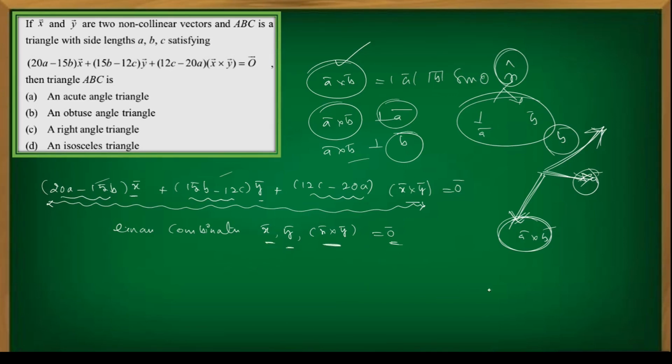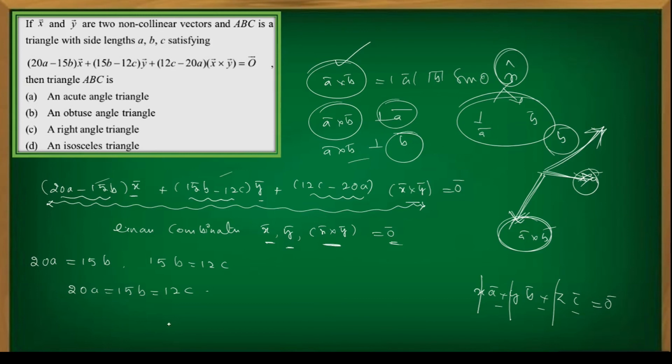Whenever you have a bar, b bar, c bar independent vectors, just now I told you x a bar plus y b bar plus z c bar is equal to 0 bar, and a bar, b bar, c bar are independent vectors, these three scalars must be 0. So therefore 20a should be equal to 15b, and 15b should be equal to 12c, and 12c should be equal to 20a. Means 20a is equal to 15b is equal to 12c.